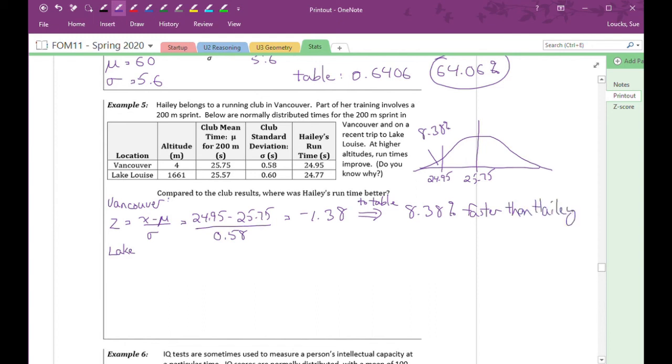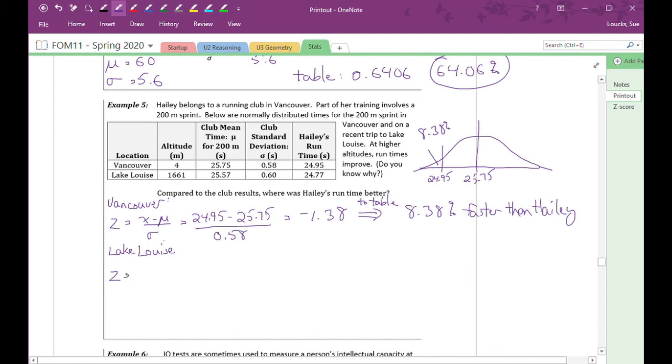Okay, you got to make sure you pay attention to this because sometimes lower numbers are better and sometimes higher numbers are better. Okay, in Lake Louise, that's Lake Louis, not Lake Louise. Oh no, that's right. Okay, Lake Louise.